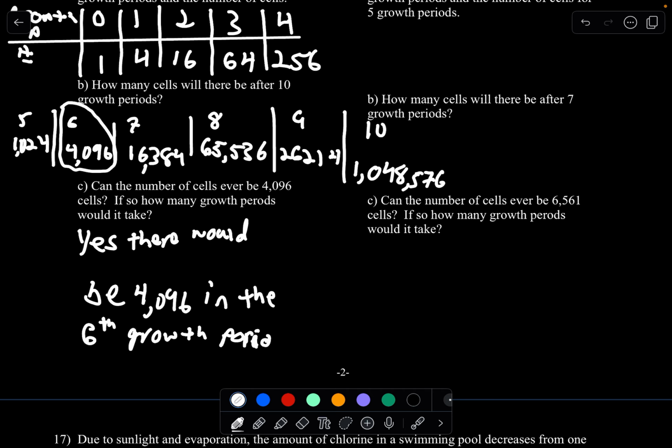By answering the first one, we were able to easily see what the answer is for part C.